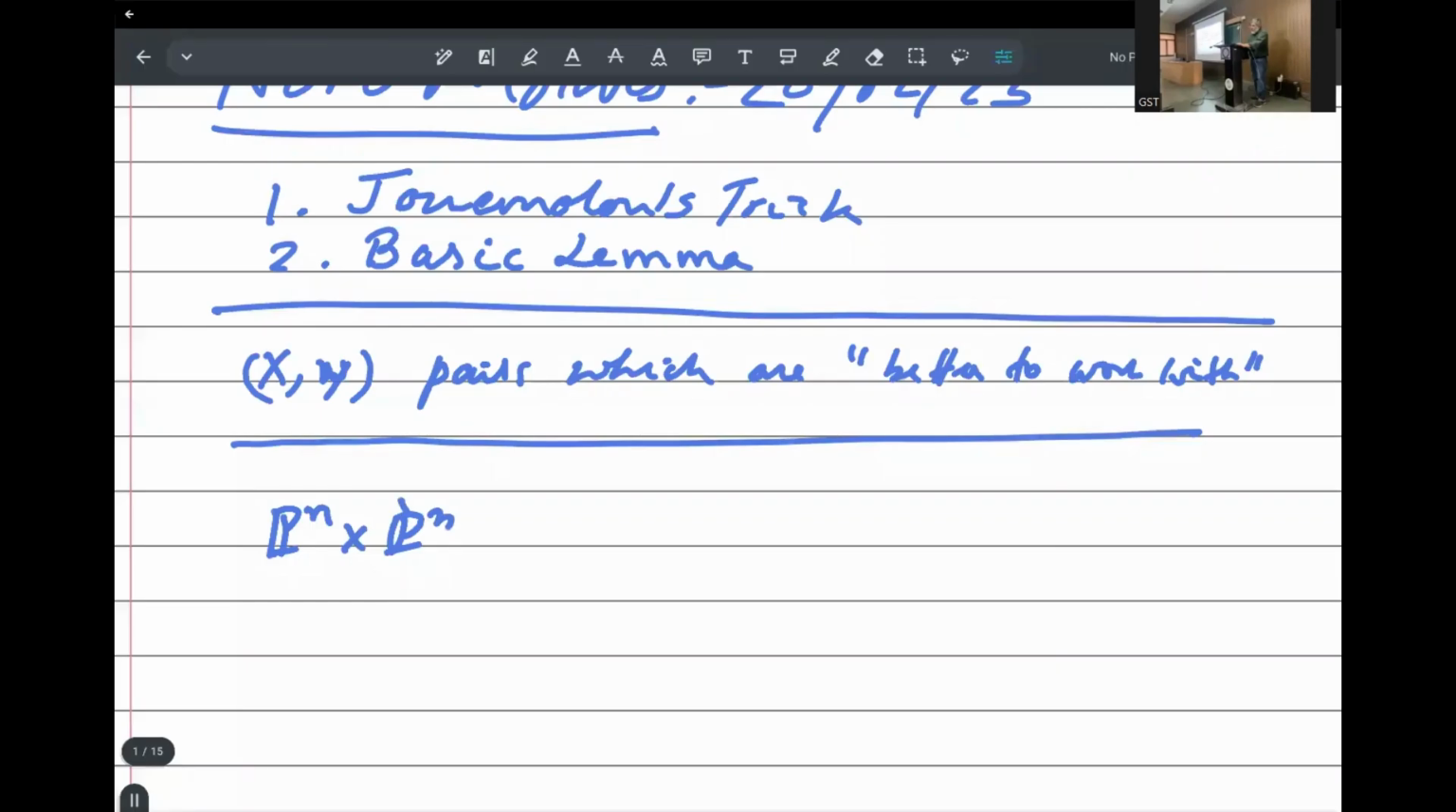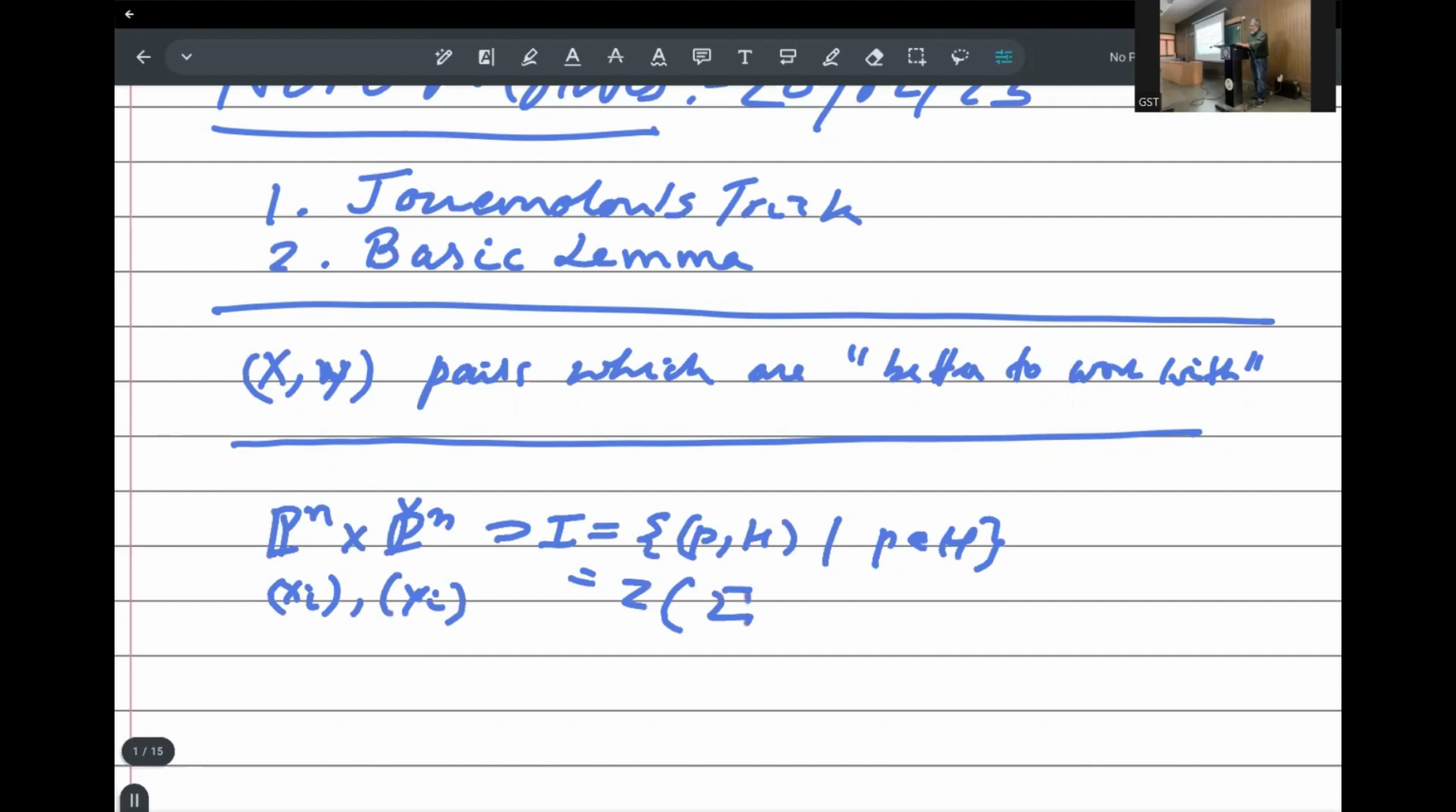Idea. Look at Pn cross Pn dual. So Pn dual consists of hyperplanes in Pn, and this therefore contains an incidence locus, which is the collection of all (P, H), where P belongs to H. Or if you want to do everything in terms of coordinates, suppose the xi's are the coordinates here and the yi's are the coordinates here, then I is defined as the zero locus of sigma xi yi.